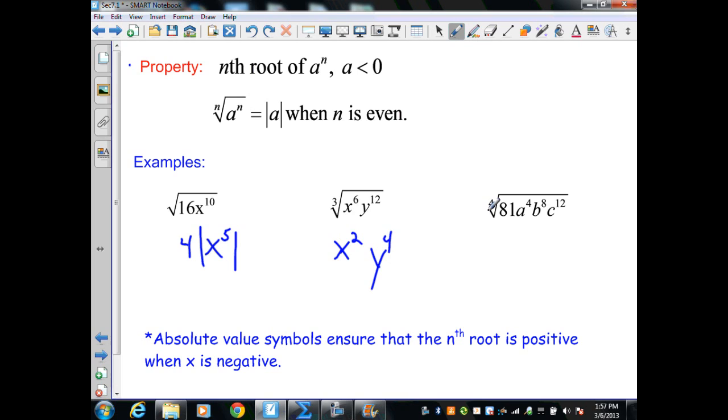In our next example, I have the fourth root of 81, a to the 4th, b to the 8th, c to the 12th. The fourth root of 81 is going to give me 3. 3 times 3 is 9, times 3 is 27, times 3 is 81. A to the 4th, and the fourth root of that is going to give me just a, or 4 divided by 4 is 1. A times a times a times a is a to the 4th. B, 8 divided by 4 is b squared. And c cubed. And I'm going to rearrange this where my odd exponents have to be in my absolute value. 3 b squared a c cubed is inside my absolute values.